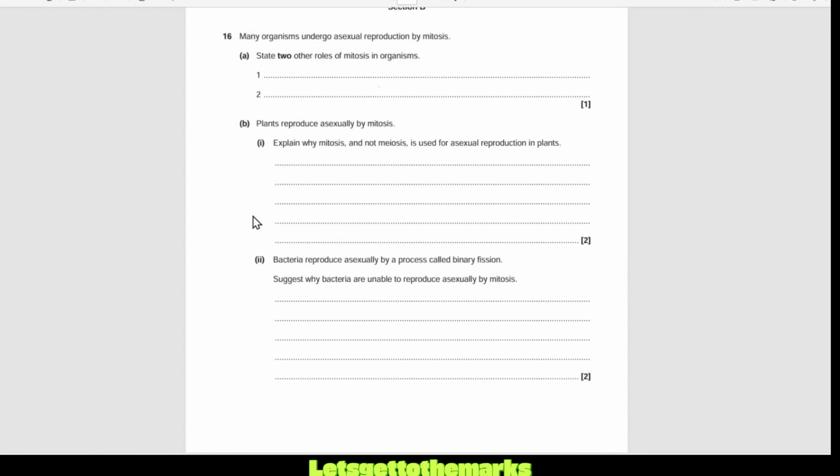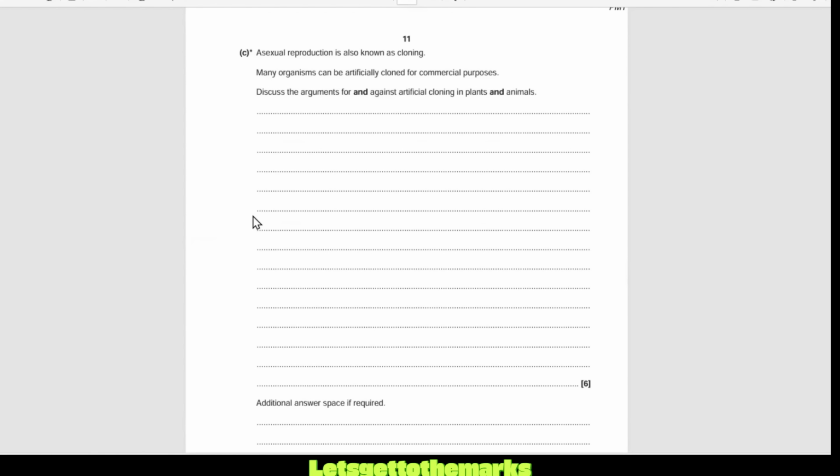Right, 6 marker. C, asexual reproduction, also known as cloning. Many organisms can be artificially cloned for commercial purposes. Discuss the arguments for and against artificial cloning in plants and animals.